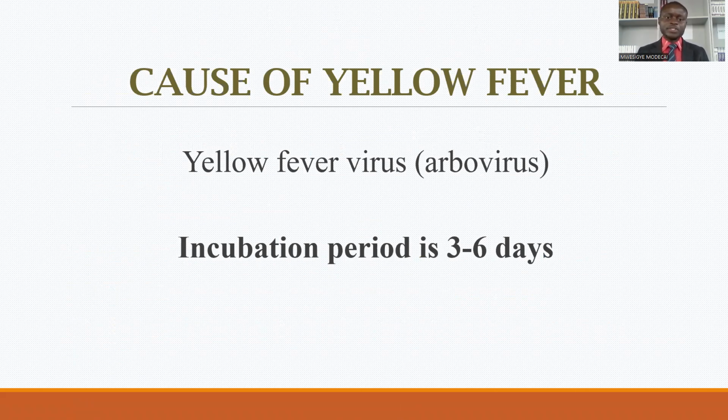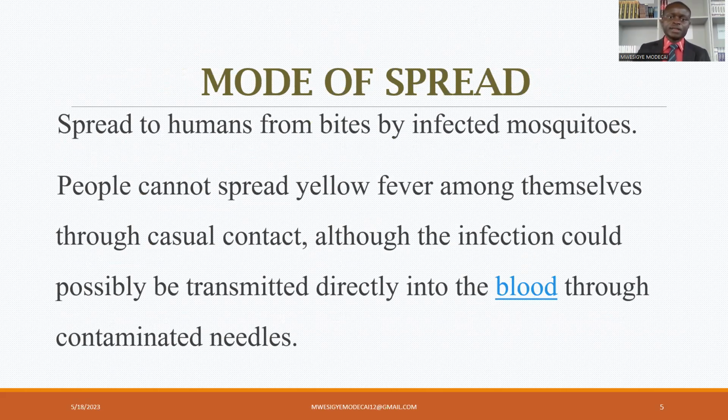The cause of yellow fever is one, we call it yellow fever virus, and the name is arbovirus. That is the cause of yellow fever. It has an incubation period of 3 to 6 days. Incubation period is the time between successful invasion of the microorganism and the onset of signs and symptoms. So once one has encountered arbovirus, it takes a period of 3 to 6 days for him to show the signs and symptoms of yellow fever.